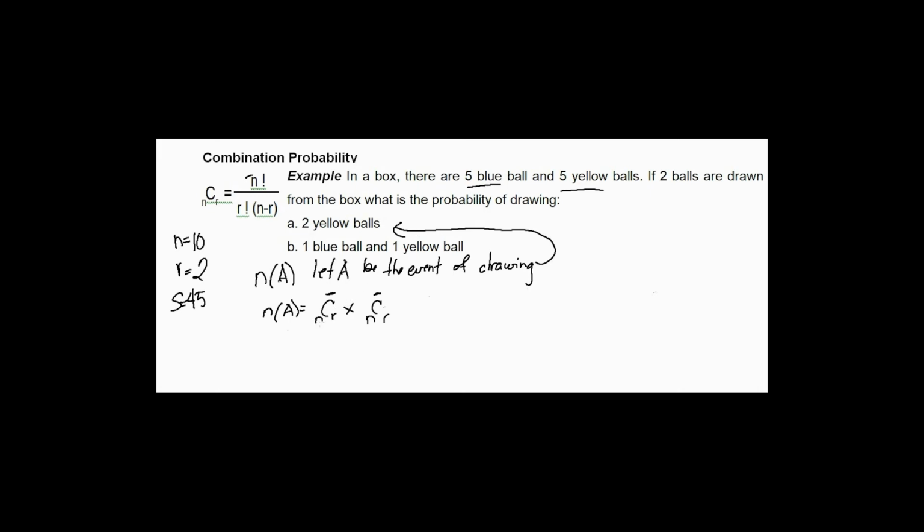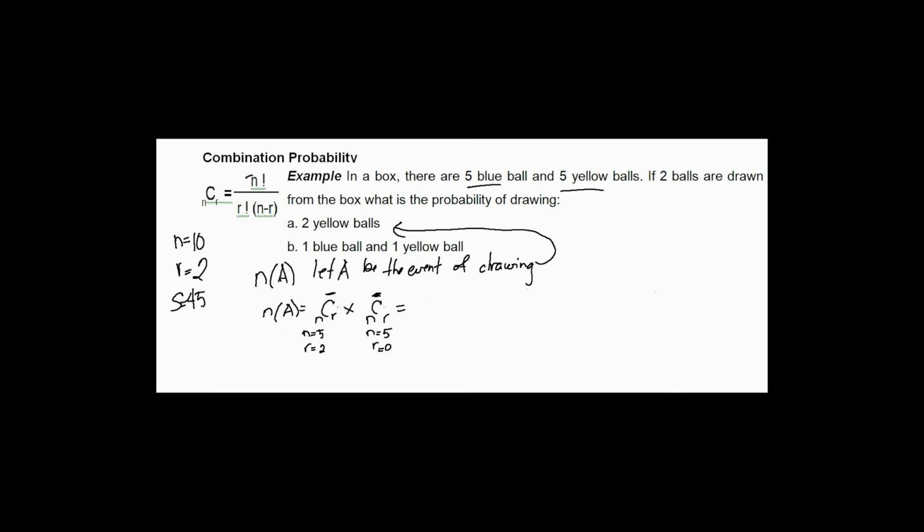So N here, N for the yellow balls, is 5, and R is 2. N here is equal to 5 and R is equal to 0, because we will find the probability of drawing 2 yellow balls. Since this second C represents blue balls, we have no tendency of drawing blue balls. That's why R is equal to 0.